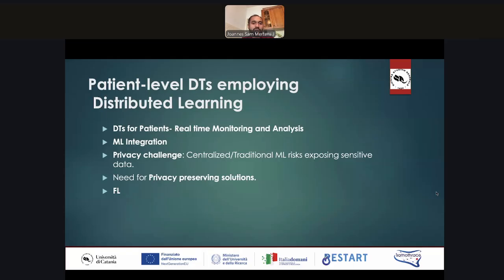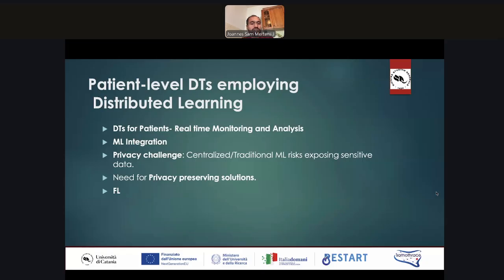So, this digital twin will have 3D models of all the organs, and it will also have a specific model for each patient. And when you have machine learning integrated with these patient-level digital twins, one of the challenges is how do you do the training? If it is a centralized one or if it is a distributed one.